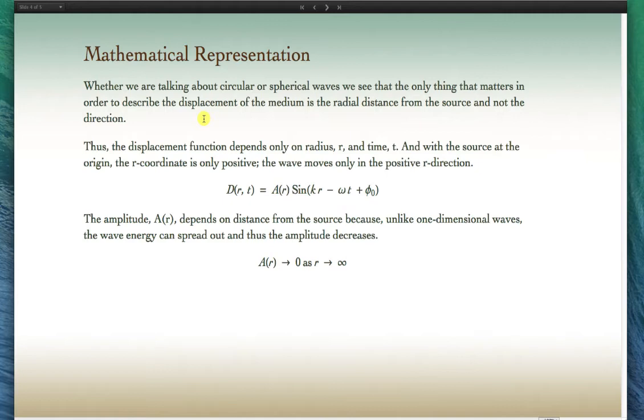is at the center. So there's some kind of a displacement function that describes the displacement of the medium, and that displacement function is not going to depend on any angles, theta or phi, for example. Rather, it's going to just depend on our distance from the source. So we're going to call this thing d of r comma t. It's a displacement function that depends only on radius, and it depends on time, of course.